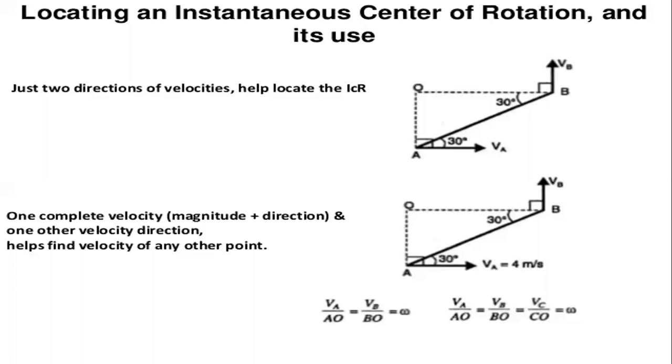So from the two points A and B, we are locating the instantaneous center of rotation. So just two directional velocities help locate the ICR. ICR means instantaneous center of rotation. That is the shortcut for the instantaneous center of rotation.